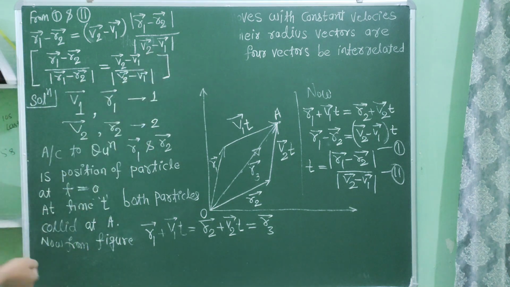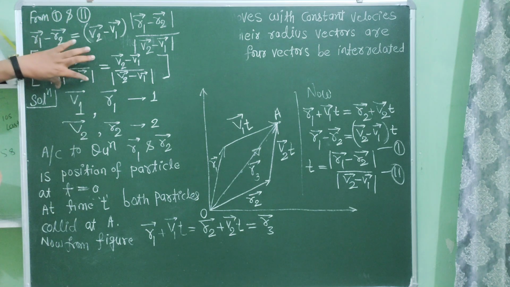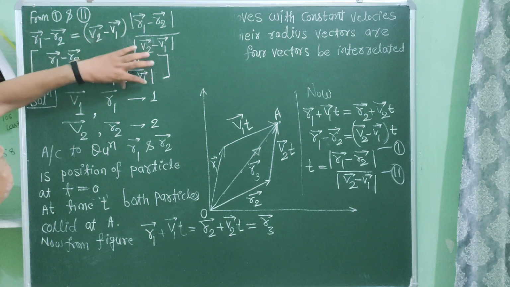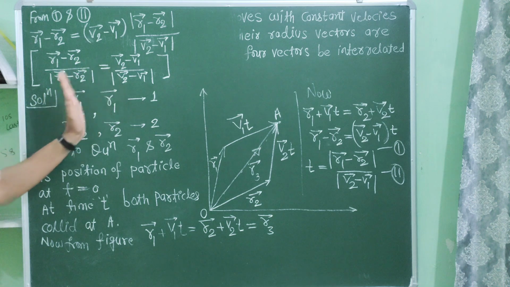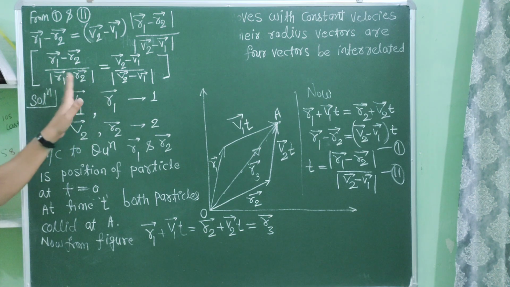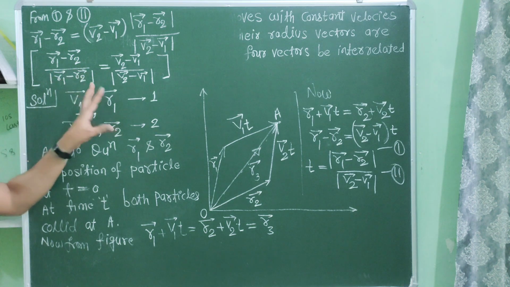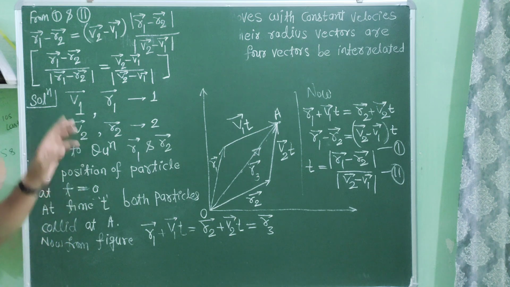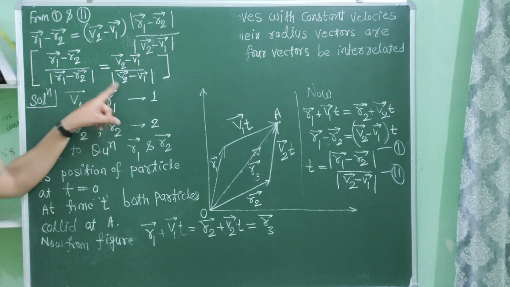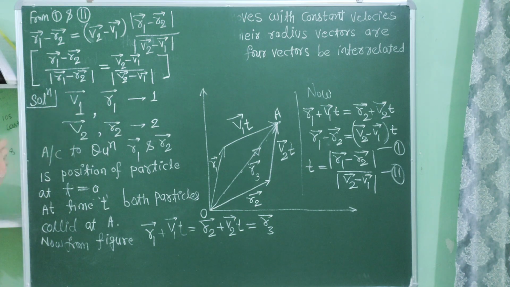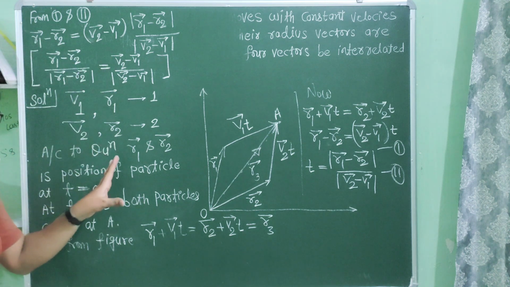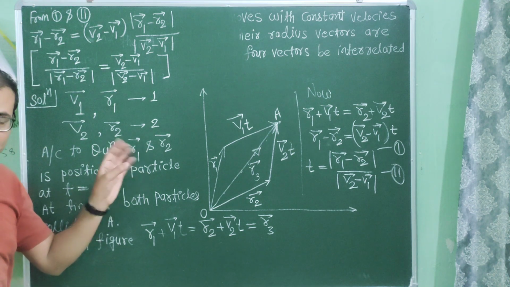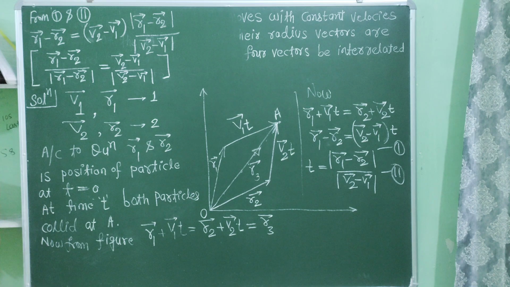Clear? We have studied unit vector: vector divided by modulus. So this is the relation between the four vectors R1, R2 and V1, V2. Most important relation. This question has been asked in many exams. Okay?